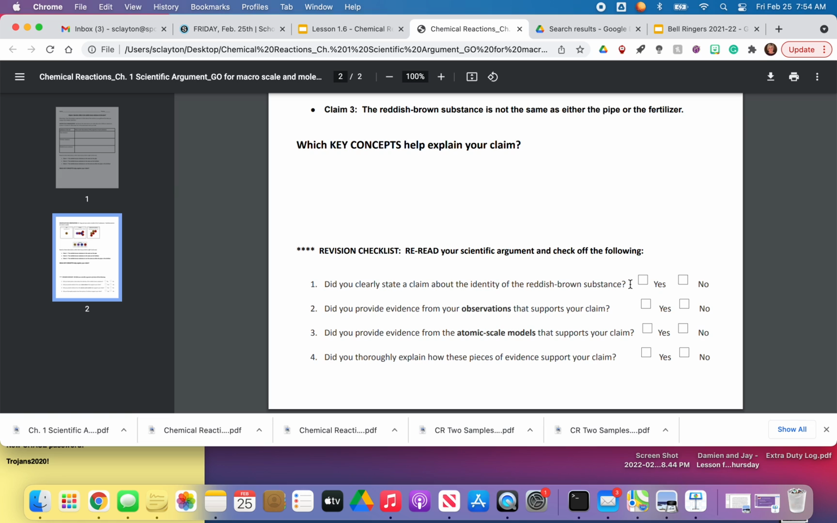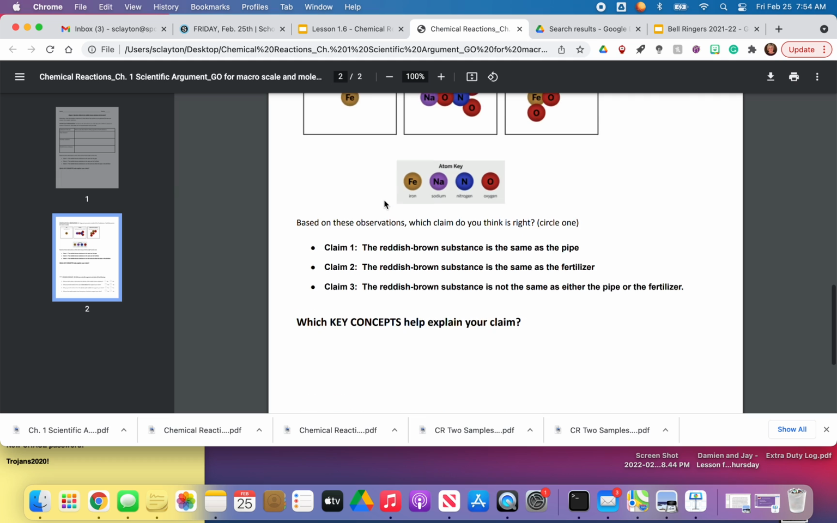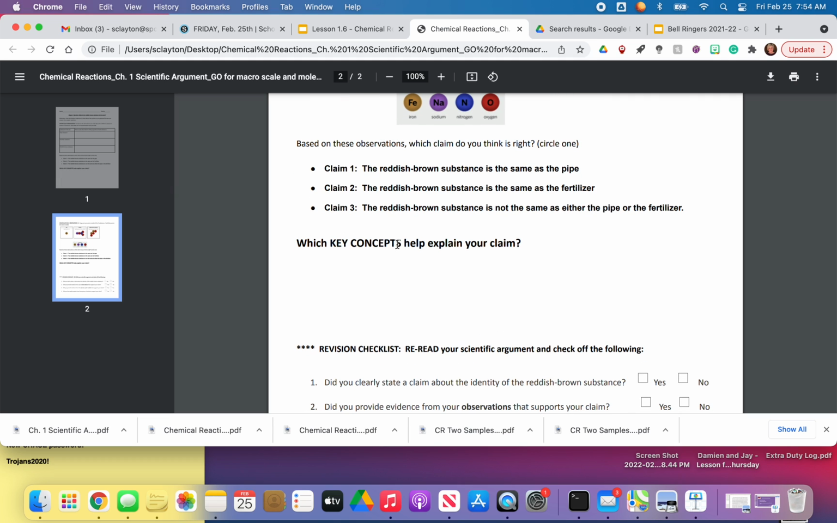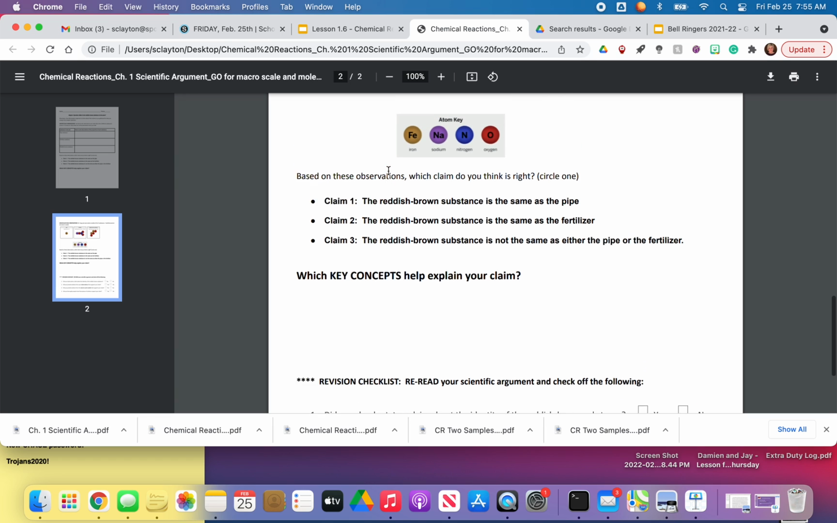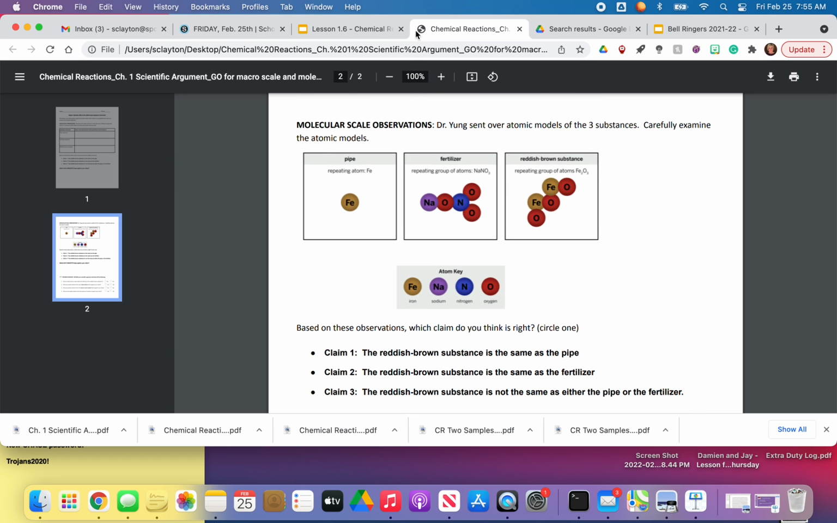So did you clearly state a claim about the identity of the reddish-brown substance? Did you say, I agree with claim number 3? If you did, and you say what claim number 3 is, then go ahead and check that off. Did you provide evidence from your observations that support your claim? Did you provide evidence from the atomic scale models that support your claim? And did you thoroughly explain how these pieces of evidence support your claim? And again, remember, you're going to explain them by using key concepts. Okay? You're using reasoning, and the key concepts are written so that you can use them to explain why this evidence supports your claim.